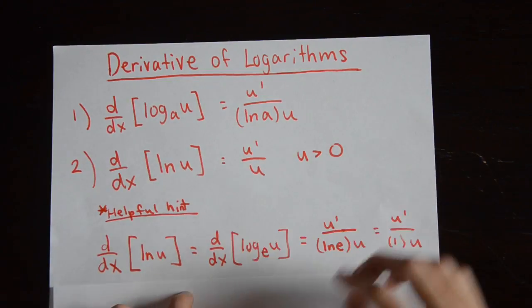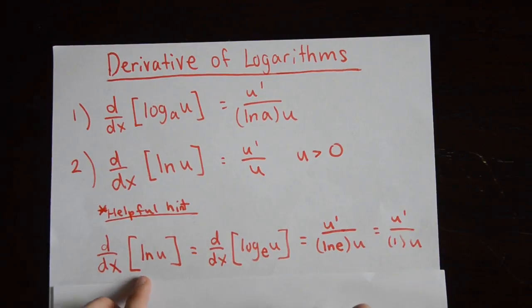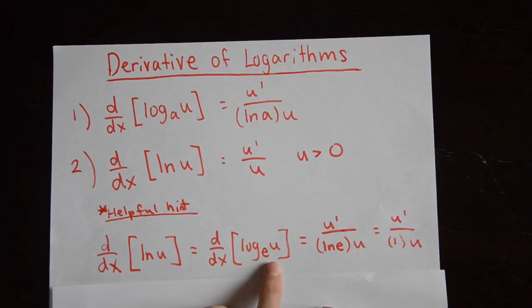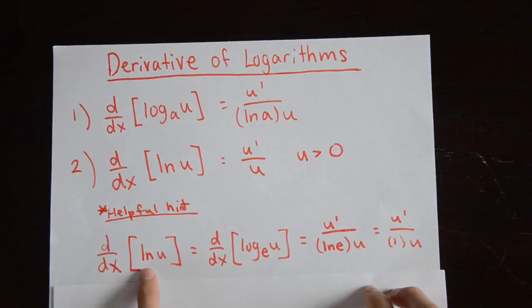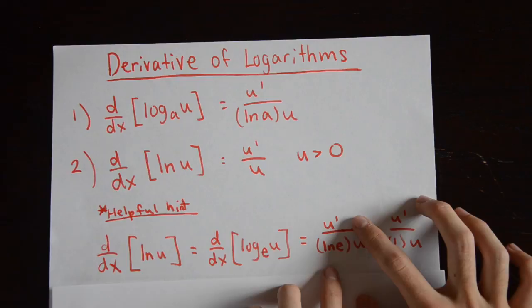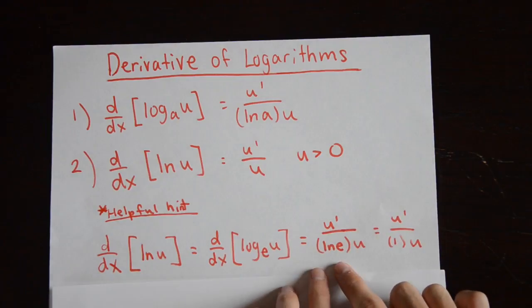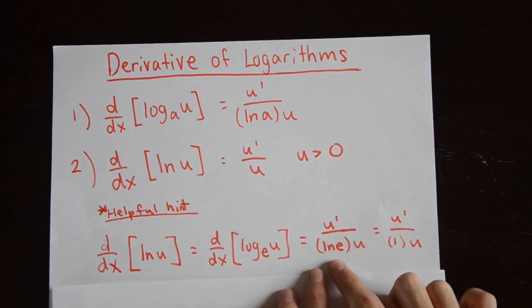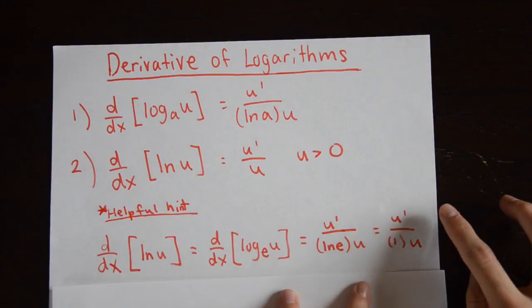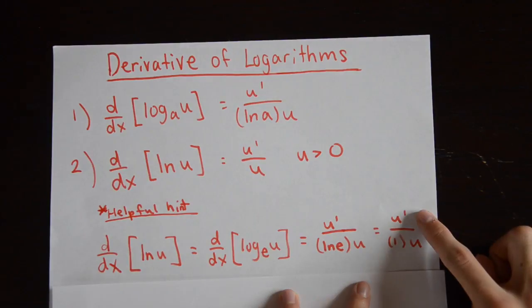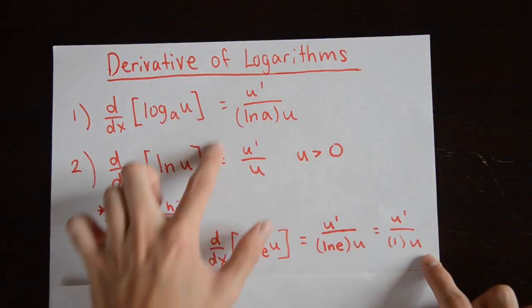Now a helpful hint is that finding the derivative of the natural log of u is the same as finding the derivative of log base e of u. So then you could also use this formula to find the derivative of the natural log of u. So then you do the derivative of u divided by the natural log of e times u. And since the natural log of e is the same thing as 1, you get in the end the derivative of u divided by u, which is the same as you see here.